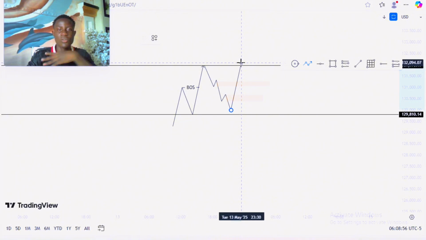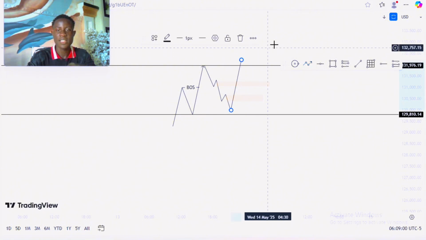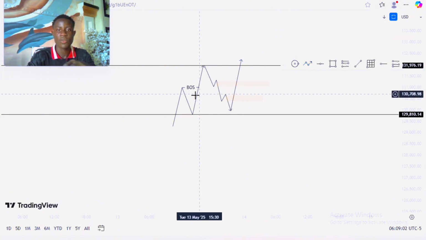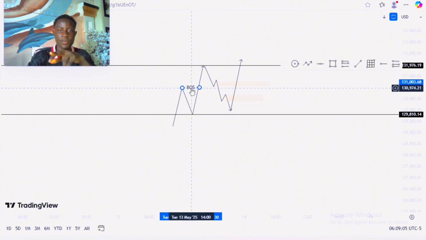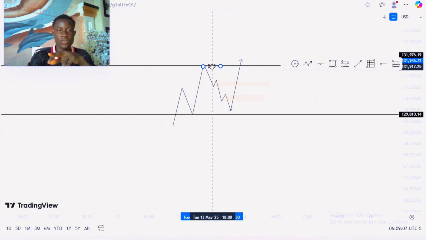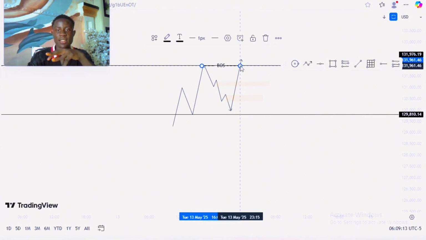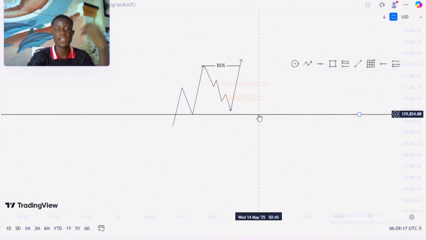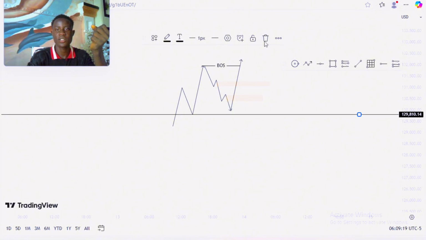So what's the next thing? What am I going to do? If I see this break of structure, so for me to mark this as a break of structure on the higher time frame, this is going to be my break of structure. So I'll be ready to start taking trades. Why? It's simply because the market makers have finally taken out the liquidity, and now the market is free from the majority of traders.